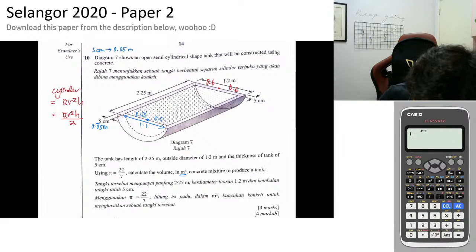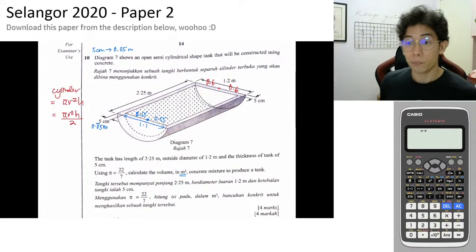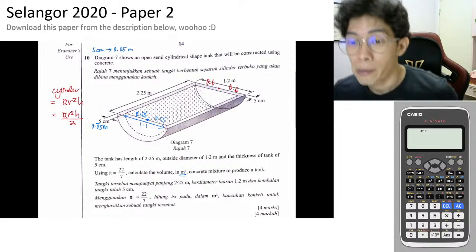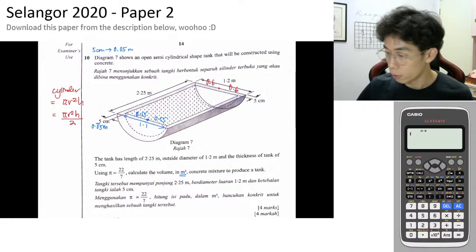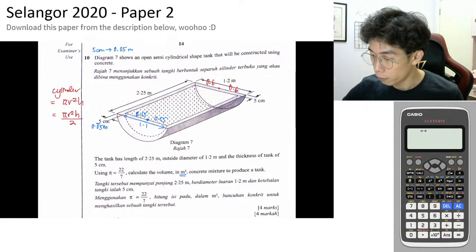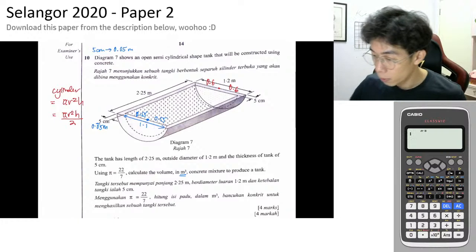I write nicely first because my pen has a problem. 0.55. Yes, the formula will be given in the exam. It's in the front page of it. So we continue with the next part already.